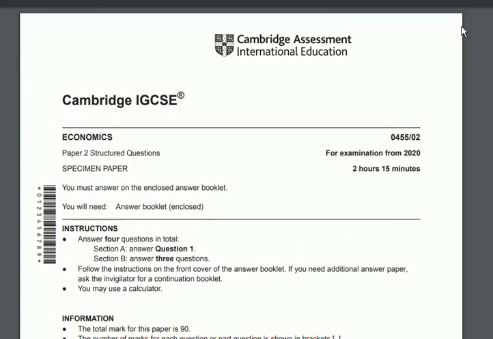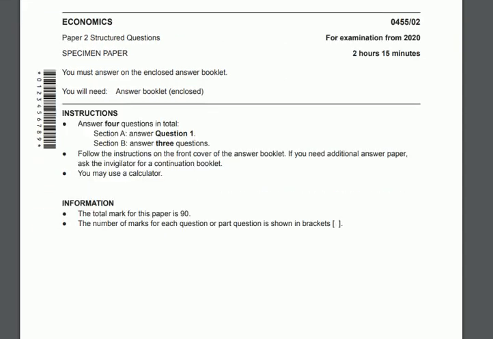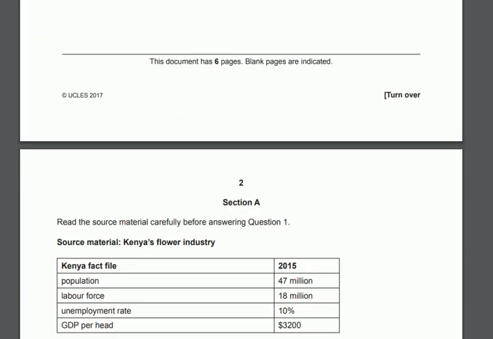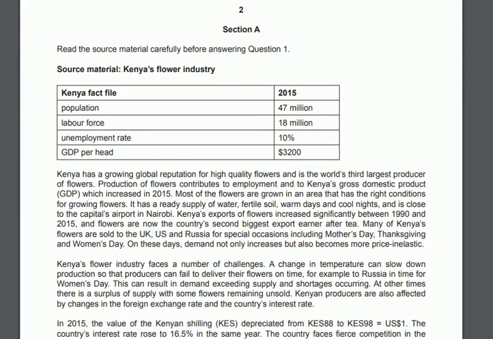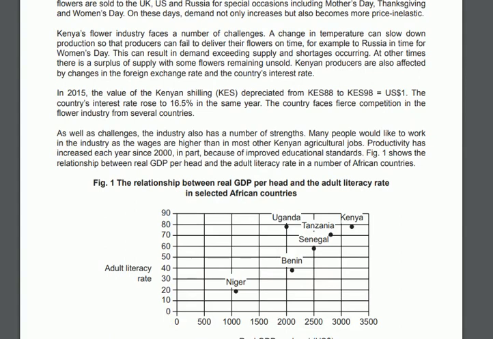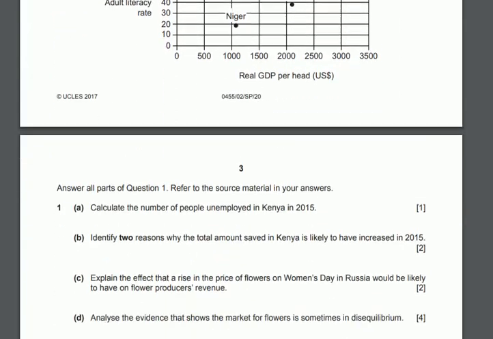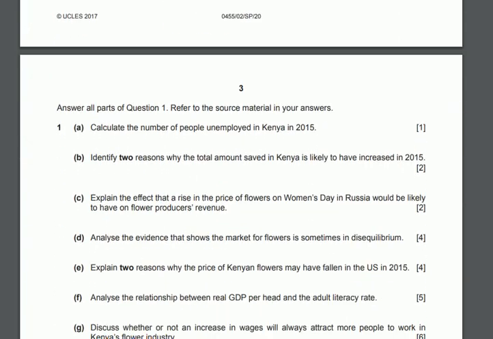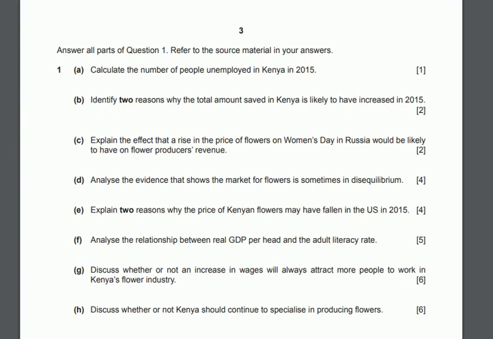The second paper is the structured questions, which is 2 hours 15 minutes. Answer 4 questions in total, section A, question 1, and section B, answer 3 questions. Total marks is 90. So section A, you're going to get a case study looking at the global economy. Read and highlight that. And then this is your question 1, broken into several questions.